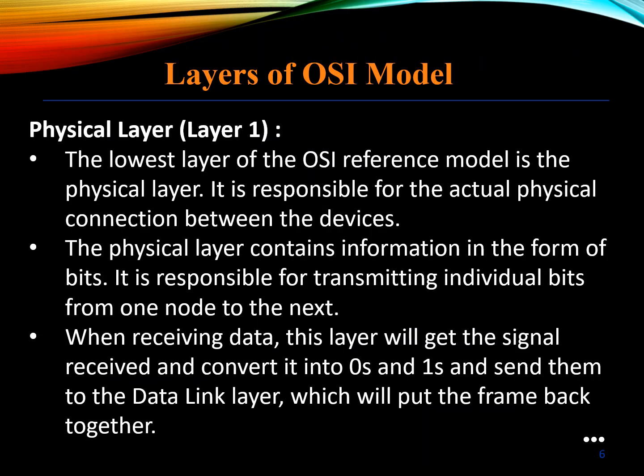So let's start with the first layer of the OSI model, the physical layer. The lowest layer of the OSI reference model is the physical layer. It is responsible for the actual physical connection between the devices. The physical layer carries information in the form of bits from one node to the next. When receiving data, this layer gets the signal received, converts it into zeros and ones, and sends them to the data link layer, which will put the frame back together.